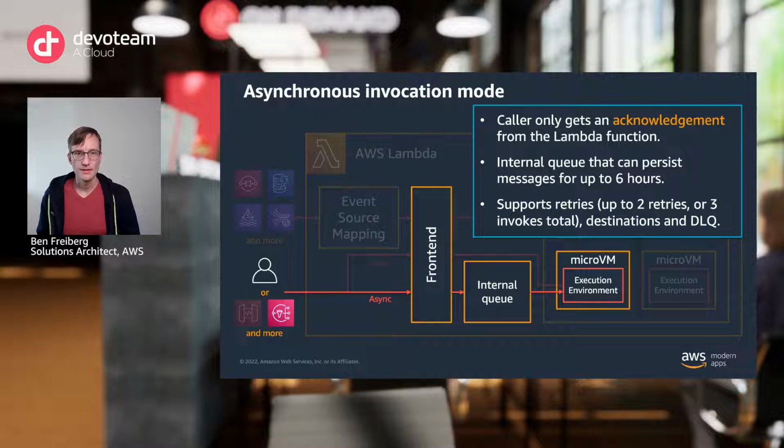Either way, at the latest after 6 hours, the event is purged from the queue. So it's important to remember that for successful as well as for non-successful requests, you can define a destination, which can be an SQS queue, an SNS topic, another Lambda function, or an EventBridge bus.